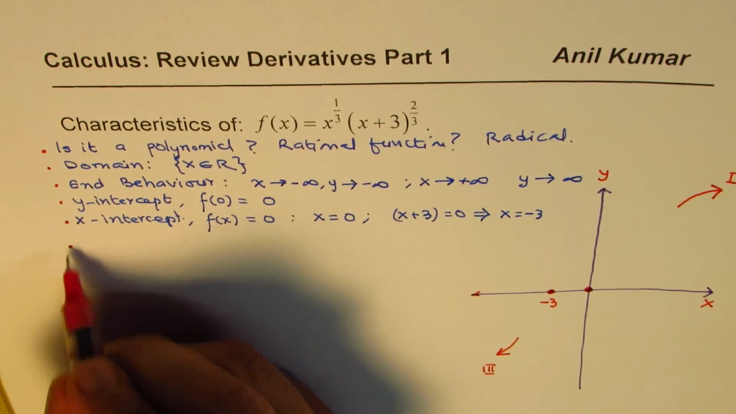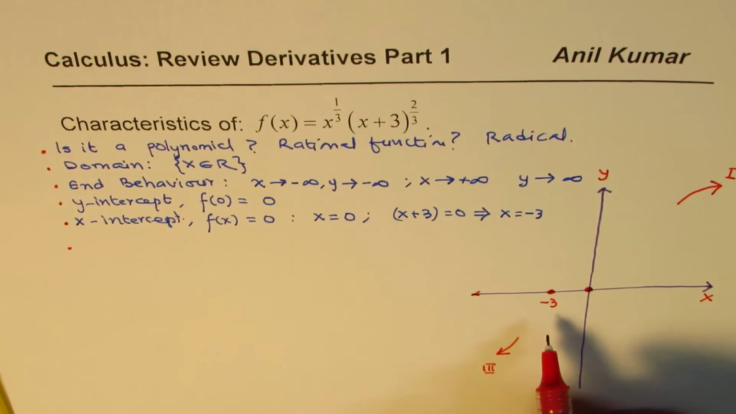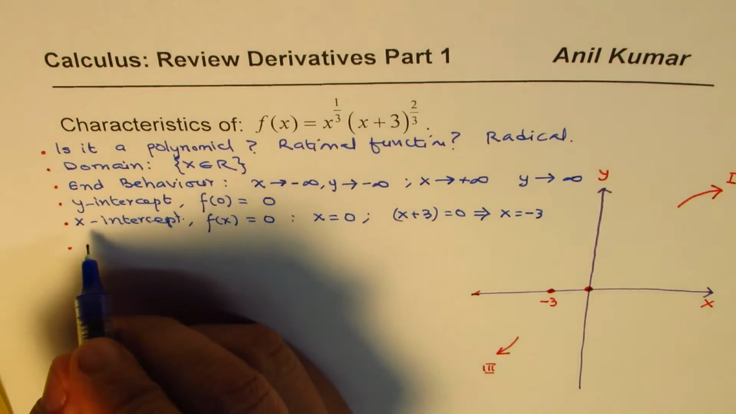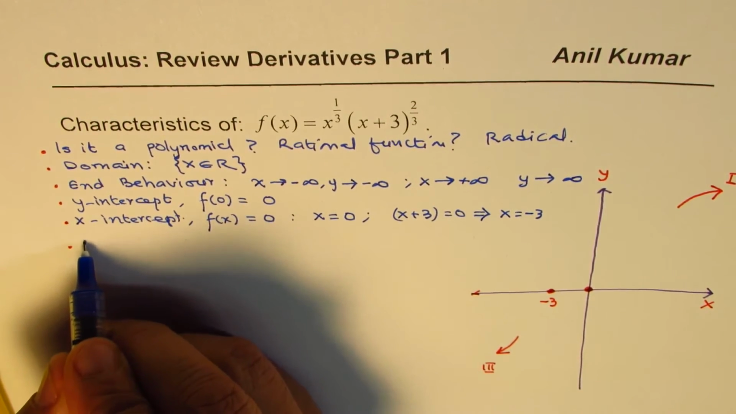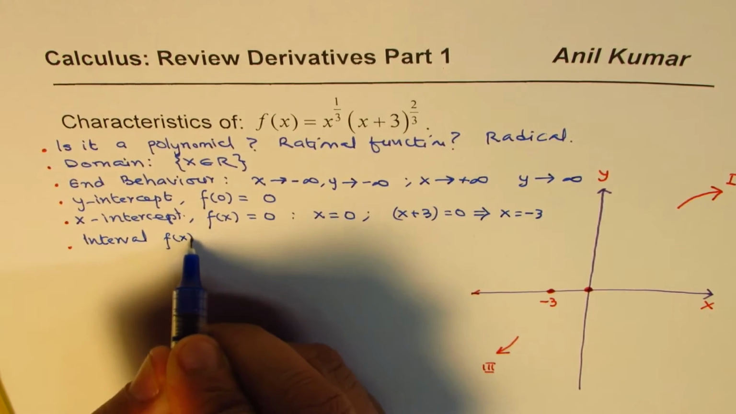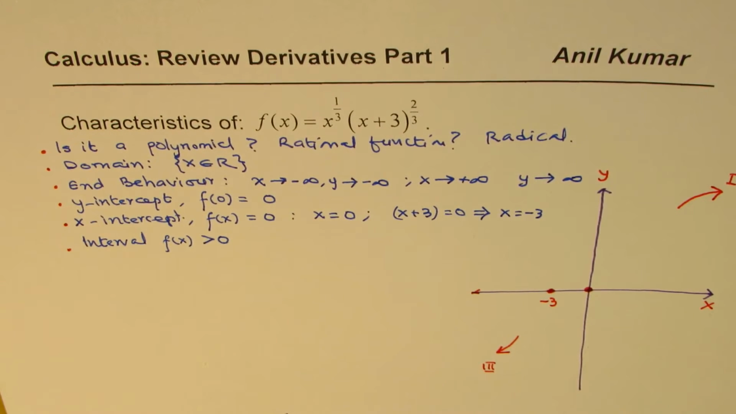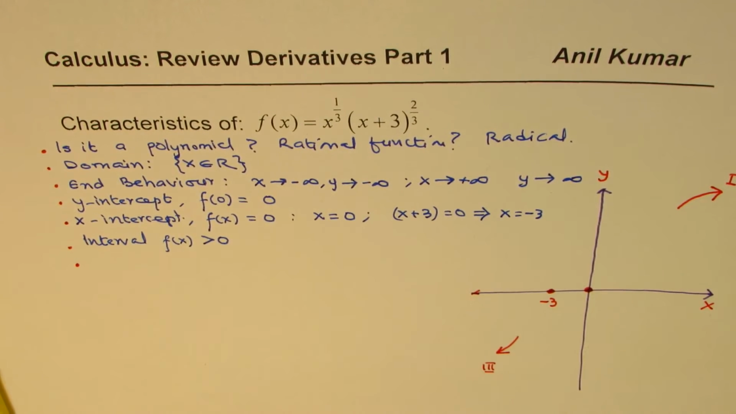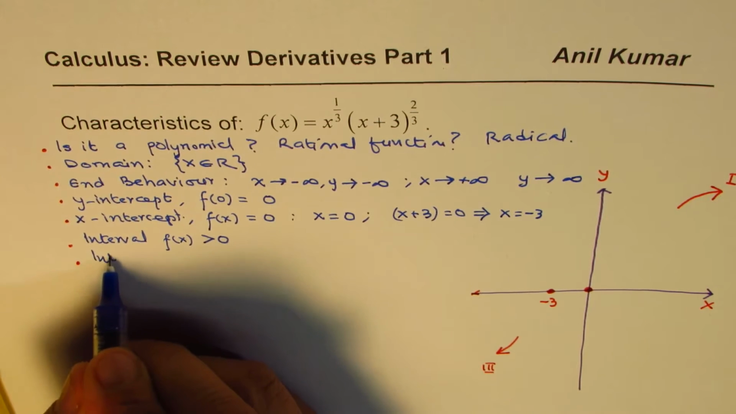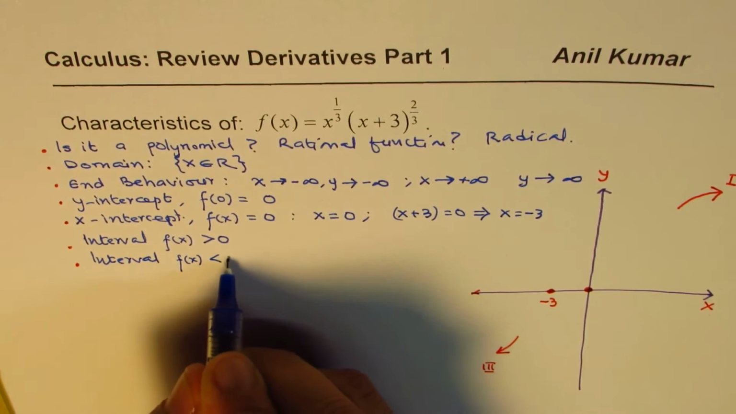See, as we develop all these things, we get an idea about our graph. So now let us see the interval where the function is positive. That is, the interval where f of x is positive, meaning greater than 0. So when is this function positive? And similarly, we will analyze the interval when this function f of x is negative, that means less than 0.